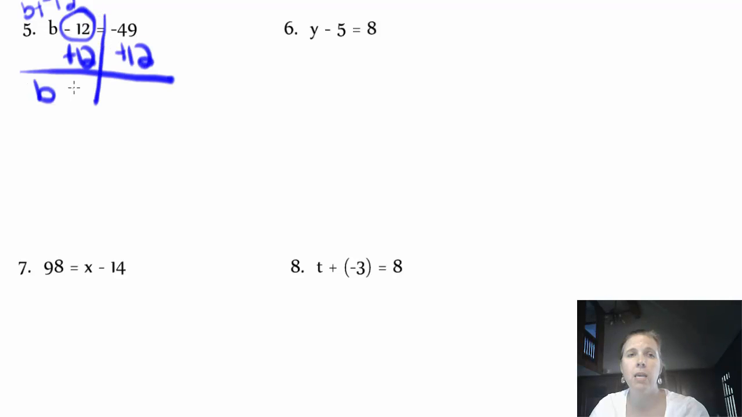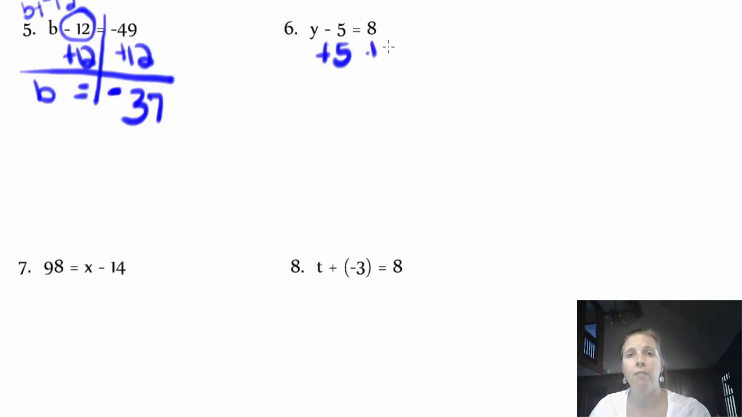Okay, so b equals, and so again, we have a negative and a positive. So you're going to actually subtract, take the sign of the larger absolute value, so it's going to be negative 37. Make sure that's right. Yep, should be right.